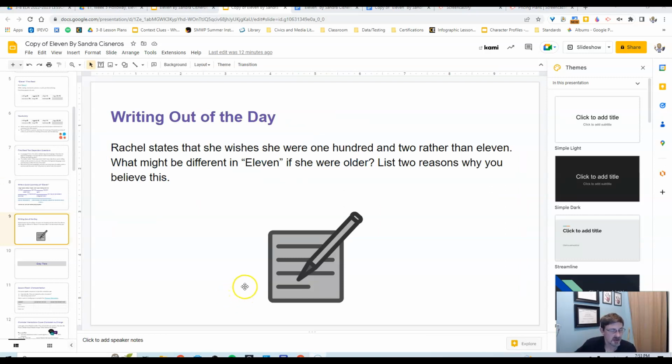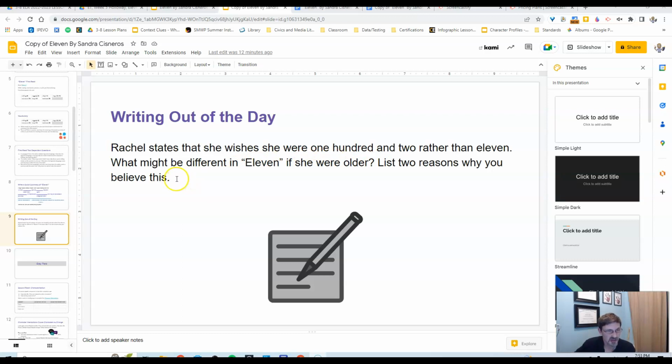Alright, so the last thing we're going to do with this story today is our writing out of the day. And so you have this prompt here. It says, Rachel states that she wishes she were 102 rather than 11. What might be different if she were older? List 2 reasons why you believe this.